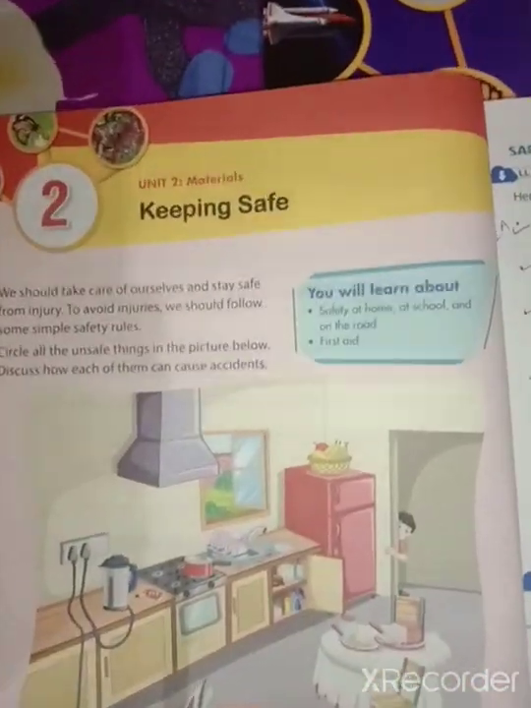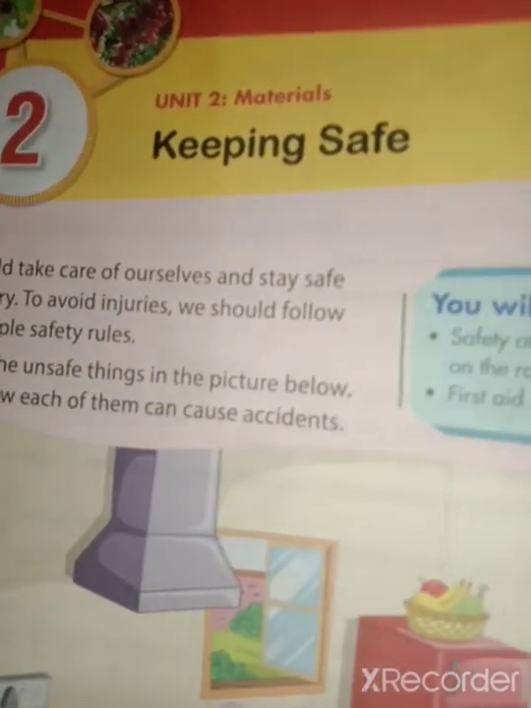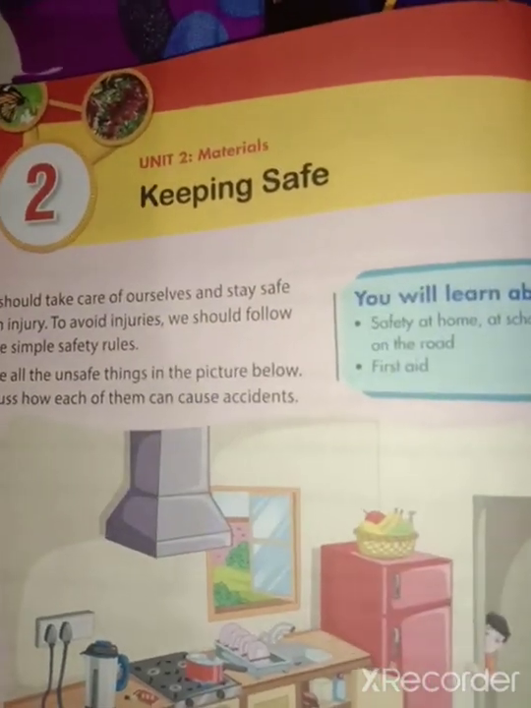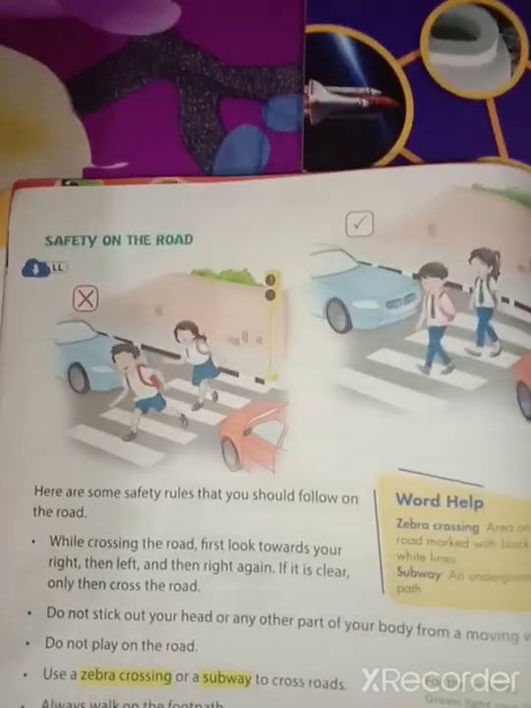So here now we will move on to our second lesson. What is the second lesson? It is keeping safe, right? So here we learned how to be safe in your home, in your school and on the road. And also we studied about what is a first aid. Children, I have given an activity of preparing a first aid kit. So I want you all to prepare your first aid kit, write your names and post it in the group. Okay, children?